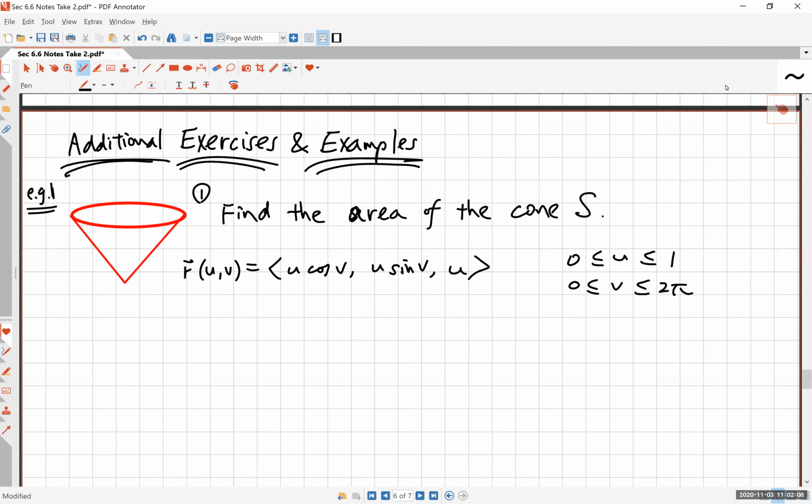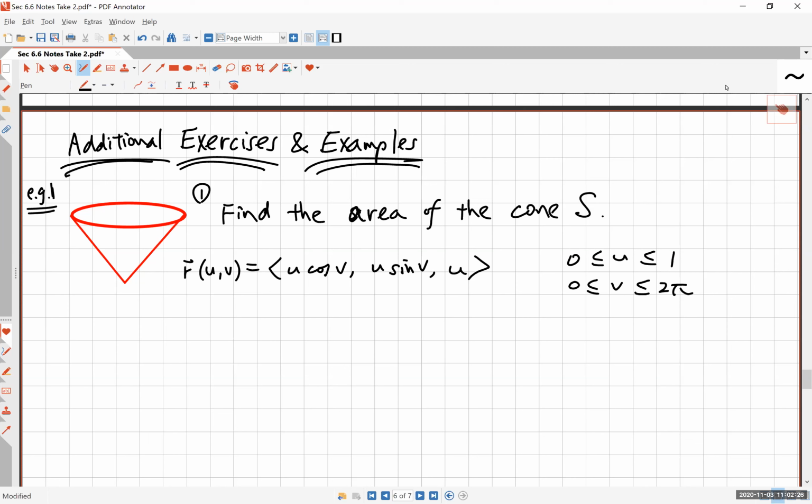All right, so to conclude our lecture on section 6.6, I just want to do additional exercises and examples involving parameterized surfaces, the surface area, the surface integrals, and flux. Okay, so here's the first example.